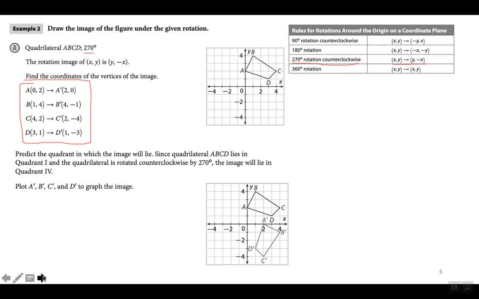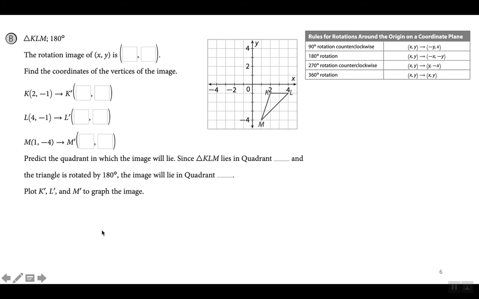Let's look at another example here. So here we have to do a 180-degree rotation. Again, we look at our rule, which you should hopefully start memorizing. (x, y) is going to become (-x, -y). So first, let's get the coordinates. They're giving us the coordinates of the pre-image here. They're going to become (-2, 1), (-4, 1), and (-1, 4). All I'm doing is getting these numbers and changing them to the opposite sign. +2 became -2, -1 became +1, etc.